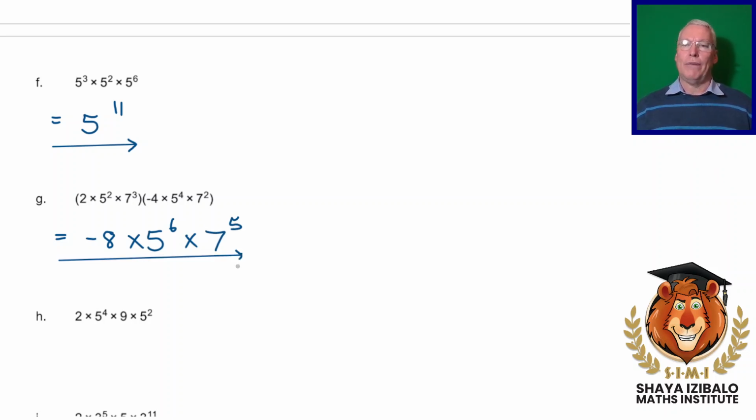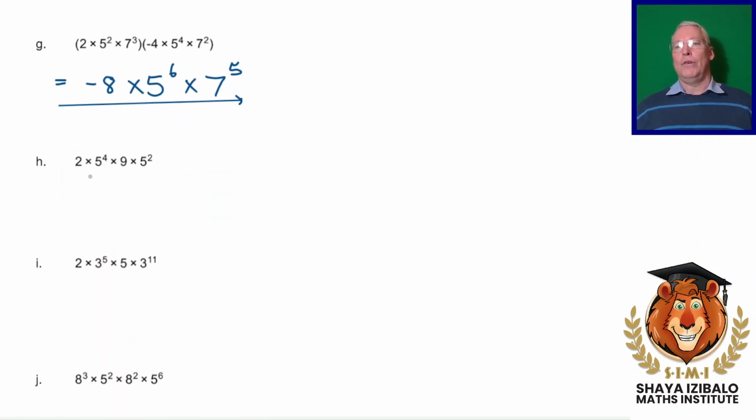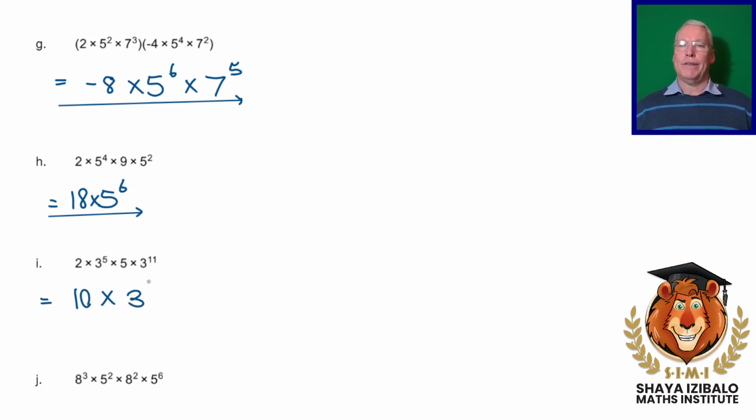Okay, let's look at H. Normal 2 times a normal 9, 18. 4 5's here multiplying together. 2 more, a total of 6 5's multiplying together. Okay, this one we've got a normal 2 and a normal 5, that's 10. And then we've got a total of 16 3's multiplying together.